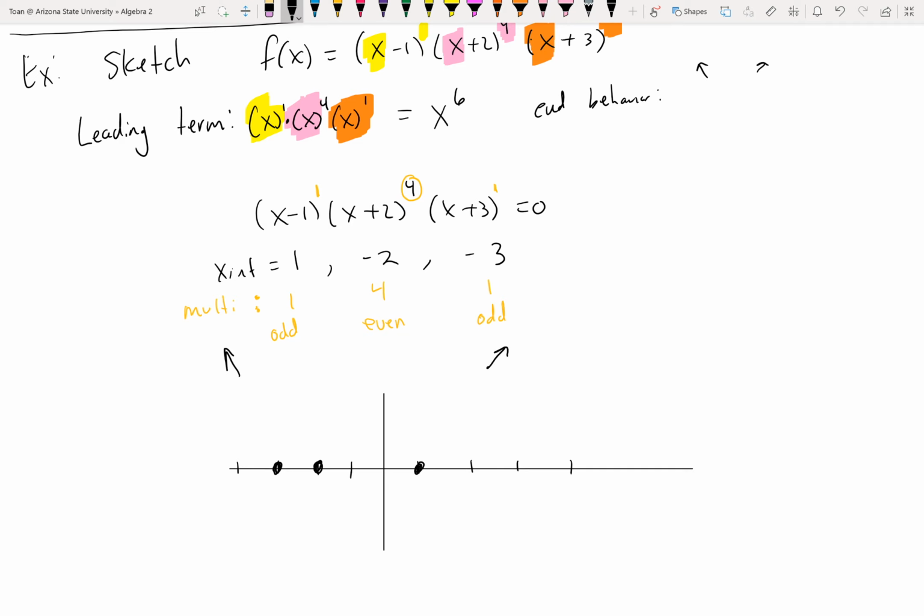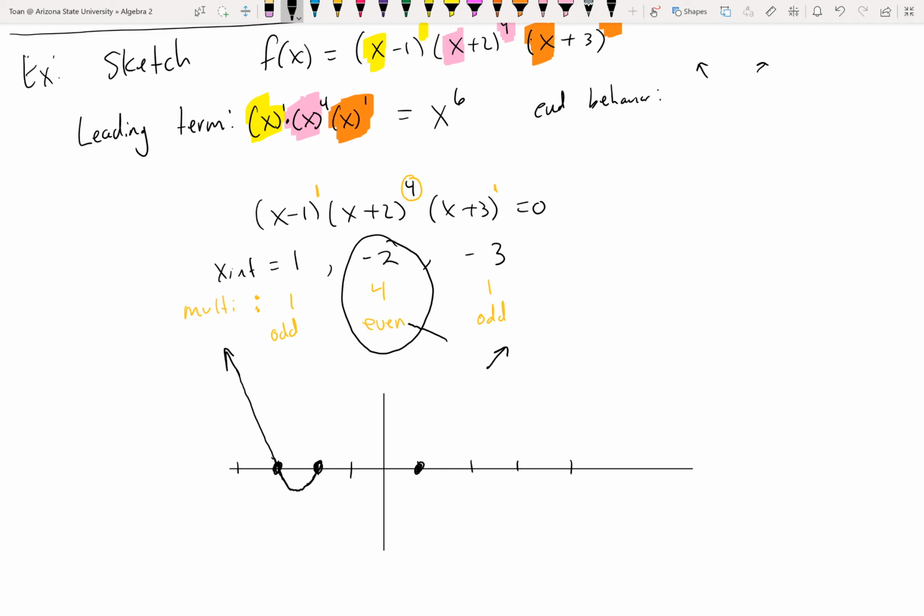And then all you have to do is connect the points, but understand that at the x-intercepts, you're either going to cut through or bounce off, and that depends on the multiplicity. So let's connect the dots. We're going to go to -3 first. Well, here's x equals -3. Because it has an odd multiplicity, we're going to cut through the x-intercept. Next, go to the next x-intercept, which means I'm going to have to curl and touch the next intercept at -2.